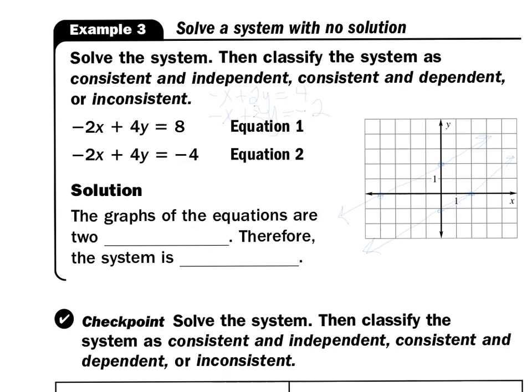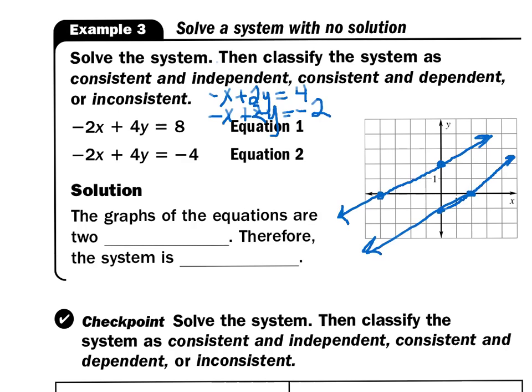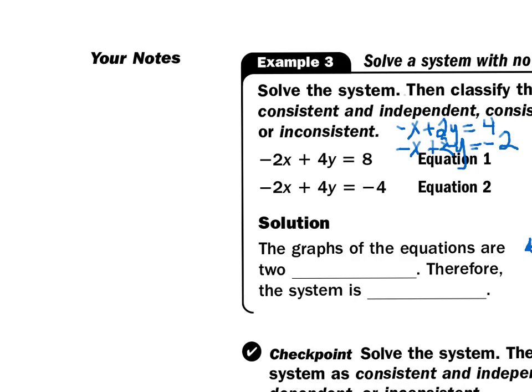If I could draw a little bit better, you would see that they were parallel. Another good way to see that is, let's go ahead and change these to slope-intercept form. So here's my first equation again. Go ahead and move my x over. So 2y equals x plus 4. Divide by 2. Y equals 1/2 x plus 2.